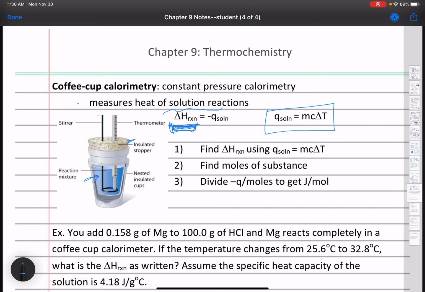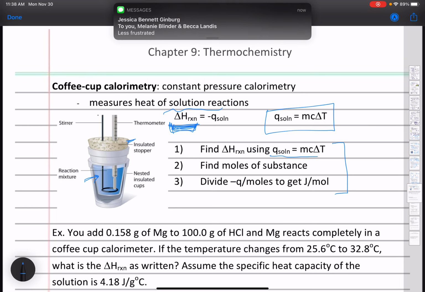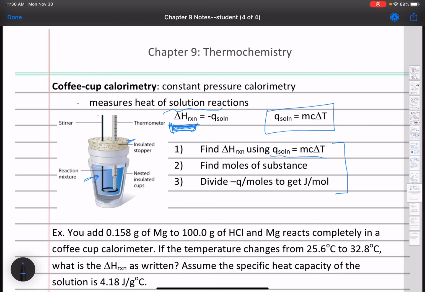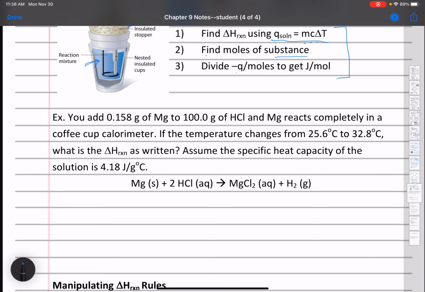Okay, so the steps that we're going to follow are actually the steps we followed in the previous question. I just didn't write them out for you. We found the heat of the reaction using this equation here: the mass times the specific heat capacity of the substance times the change in temperature. Then we found the moles of the substance that we were reacting, and we divided that heat by the number of moles to get the delta H of the reaction in joules per mole or kilojoules per mole. So let's do another problem.